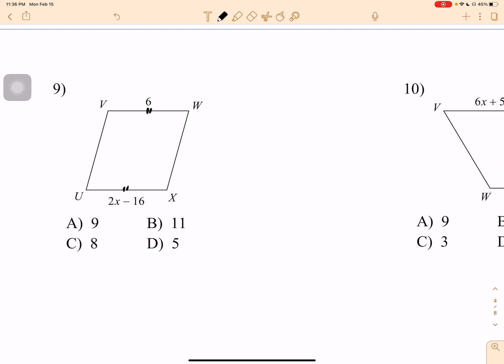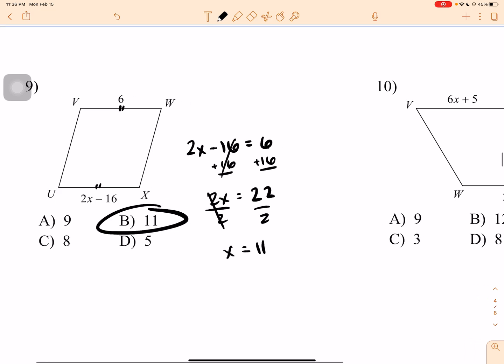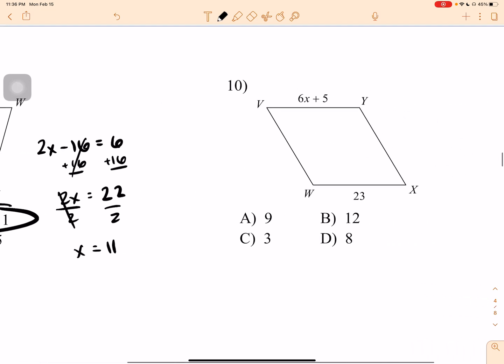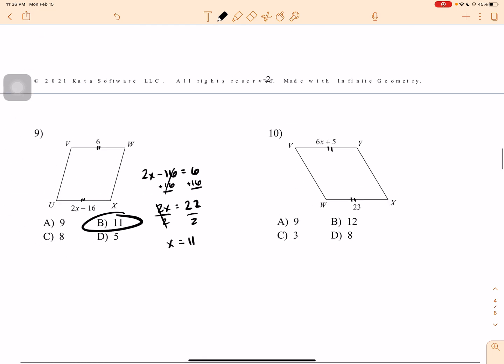All right, so if we're solving for x, we have 2x minus 16 equals 6. Add 16 to both sides. 2x equals 22. Divide both sides by 2. X equals 11. Bam. So you're just using the knowledge. If that's a parallelogram, the opposite sides are equal, you're given those two opposite sides. So always look at what I'm given and then go from there. Same thing here, parallelogram. So these two sides are equal, solve for x. Set up your own equation.